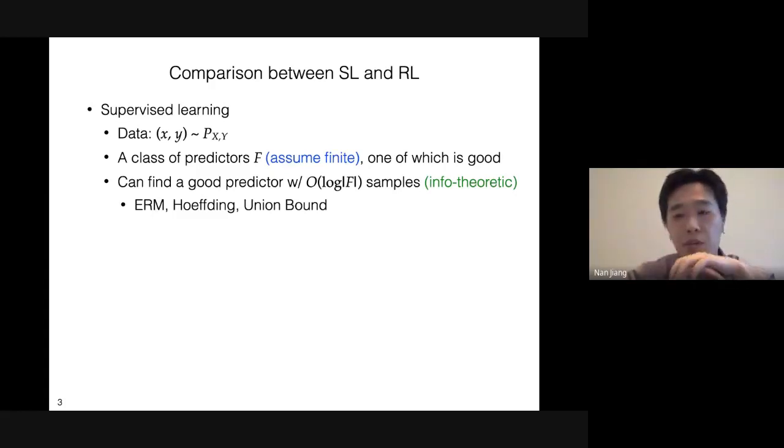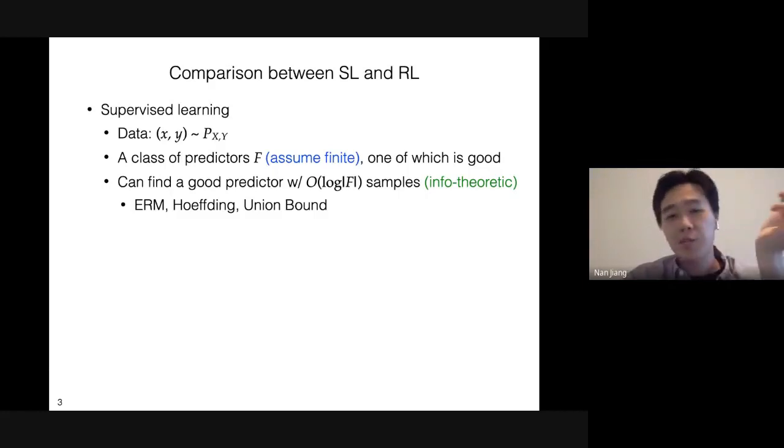And this is pretty straightforward to prove. The algorithm is just straightforward empirical risk minimization, and your proof is just the application of Hoeffding's inequality plus union bound. Okay. And this is info-theoretic because we're ignoring the difficulty of computation and optimization and assume that you can just minimize training error. Okay, so this is the 101 of supervised learning.